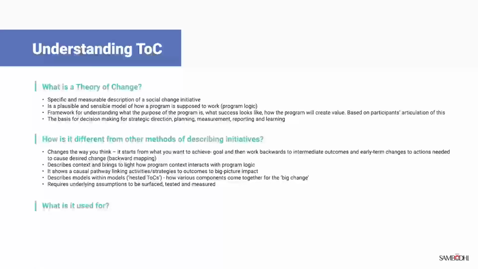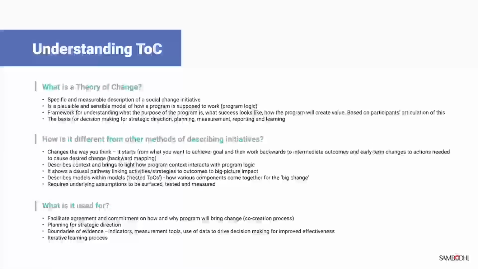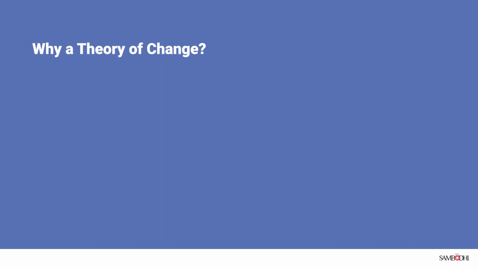Now the question is, what is it used for? So TOC, which is additionally referred to as the co-creation process, is intended to facilitate an agreement among stakeholders on how and why the program will bring about change. Isn't the fact that intervention is needed enough? This can be answered with the help of a little description of how it works.